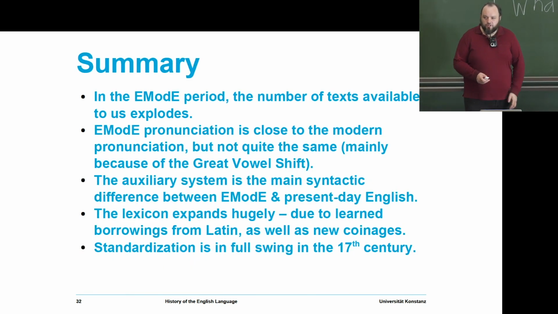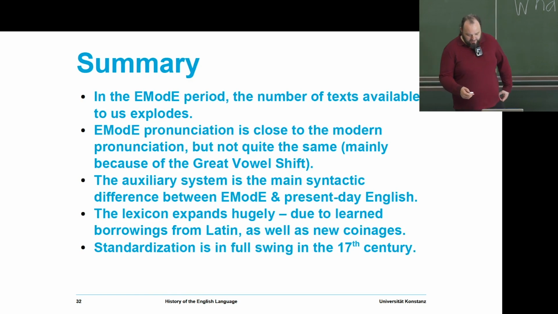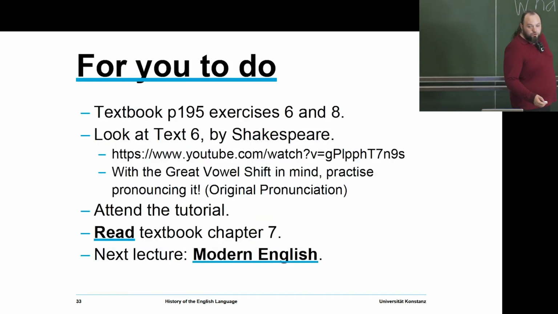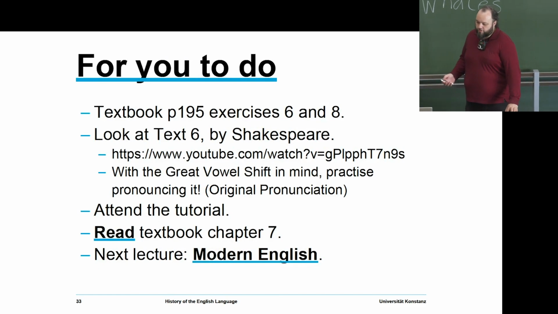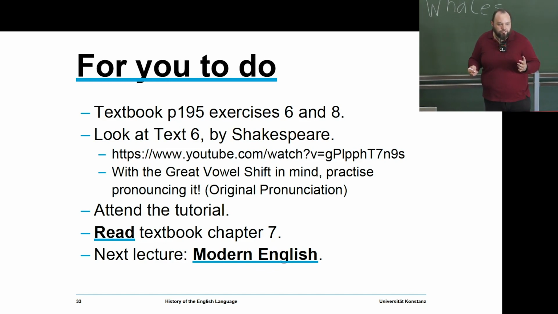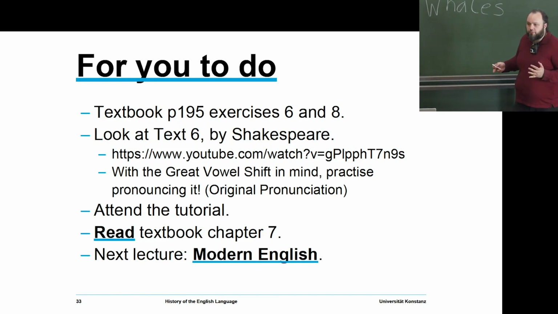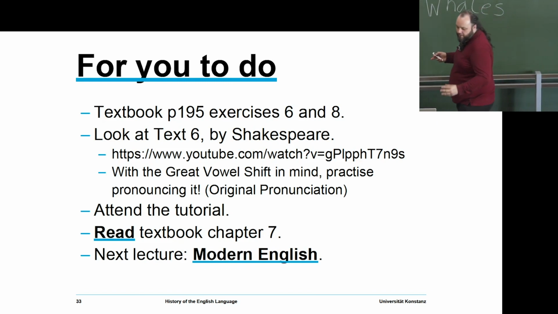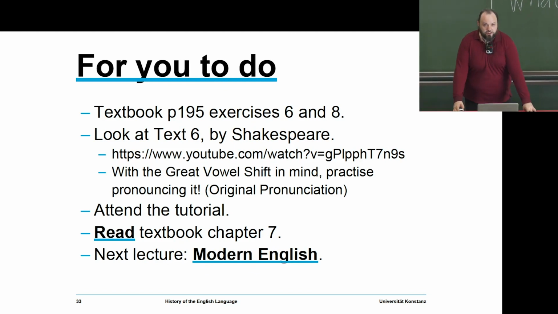Here is a summary of what I have covered in today's lecture. Now all we have left to talk about is what to do for the tutorial. And the task this time is to take a look at text 6 by Shakespeare on Ilias, watch this video, and then think about pronouncing this text. Have a go at pronouncing this text for yourself. Right. Find a quiet place where no one will hear you, and see if you can pronounce what's going on here. Next time, we will be talking about modern English. That's it for today.